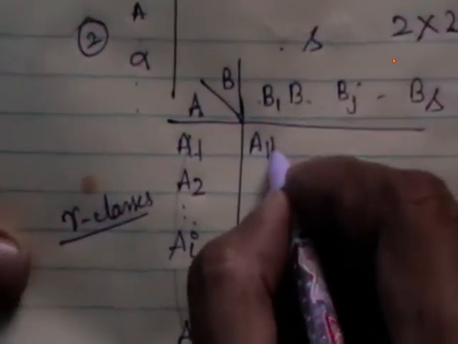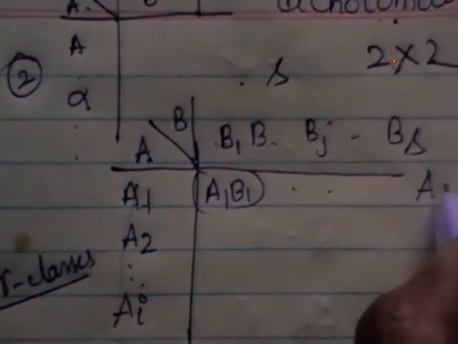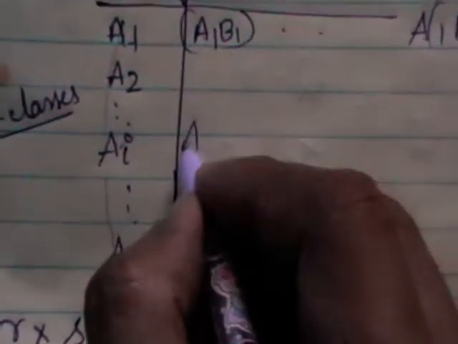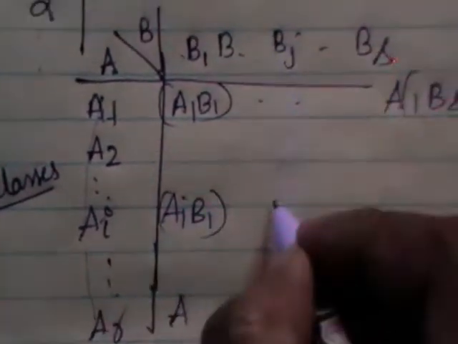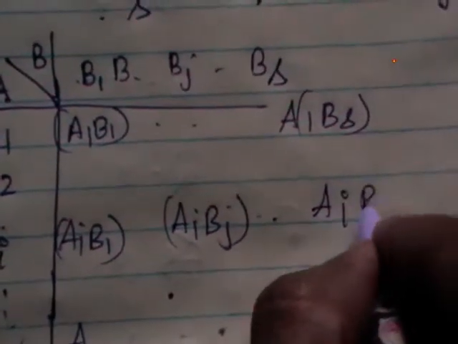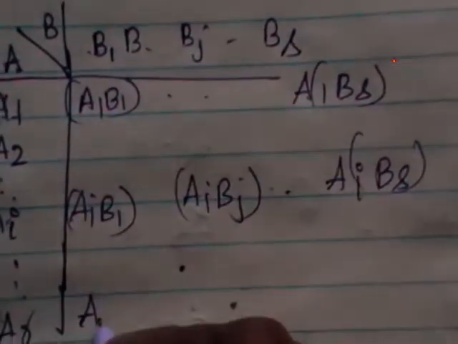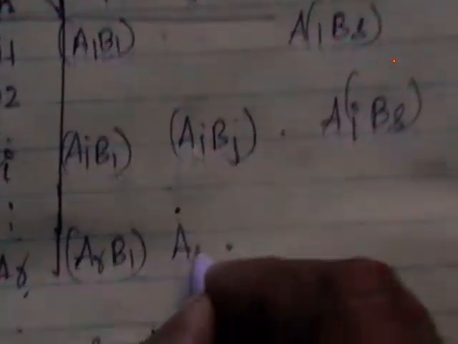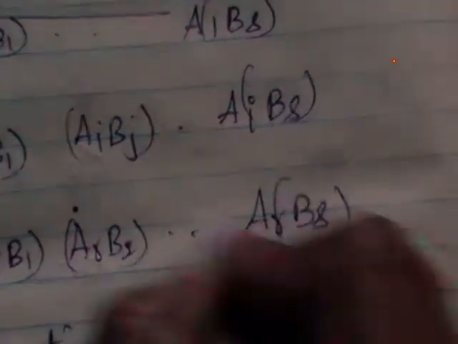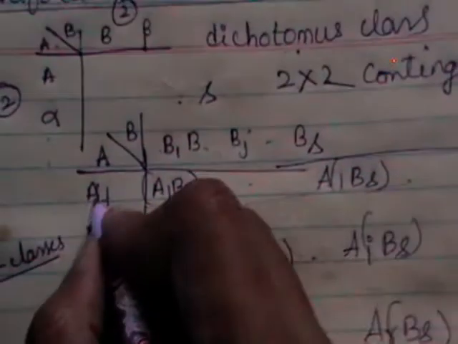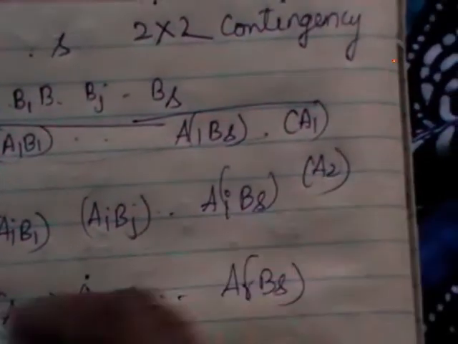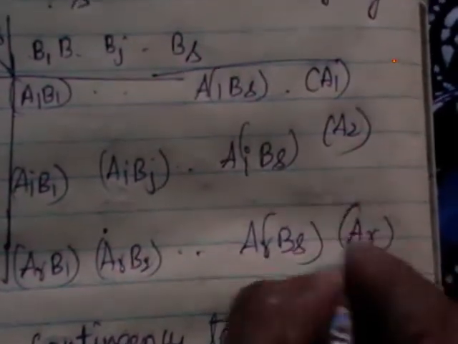The first row of frequencies is a1 b1, and so on, a1 bs. The second is a2 b1. In the middle, ai bj and ai bs. And the last row, ar b1, ar b2, and so on, ar bs. By adding the first row of joint frequencies, you will get a1. By adding the second row, you will get a2, and so on. By adding the rth row, you will get ar.